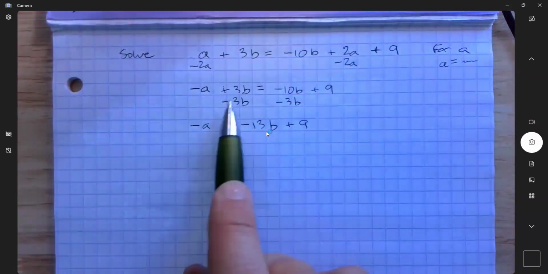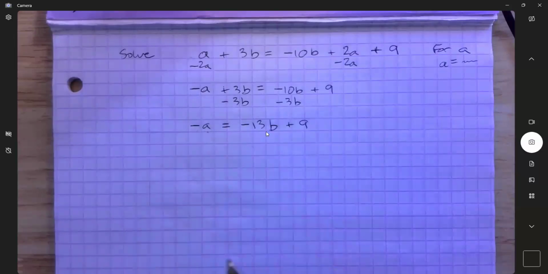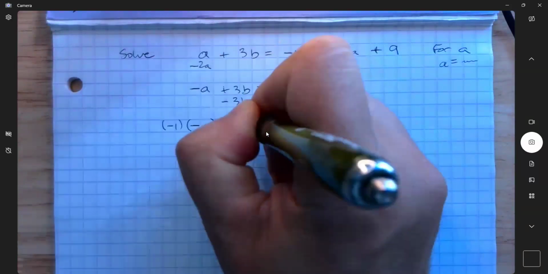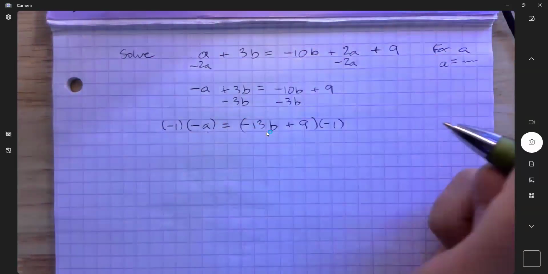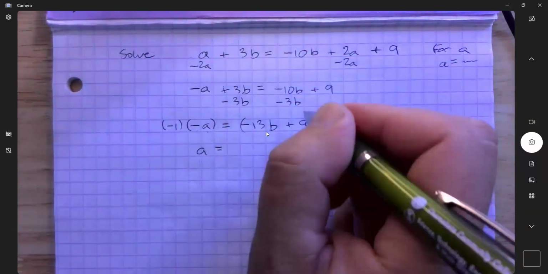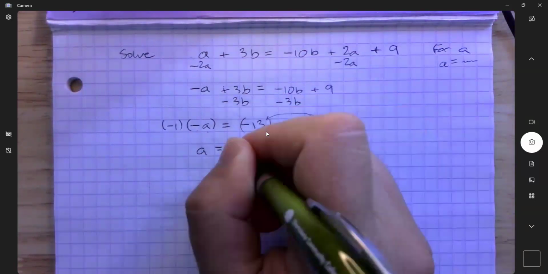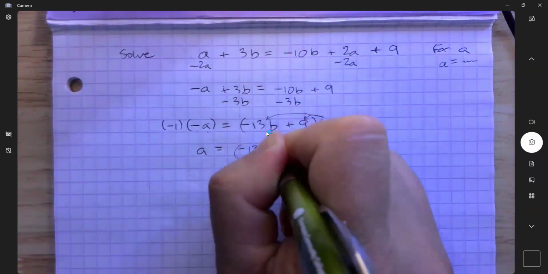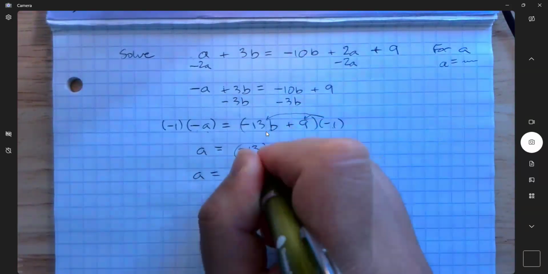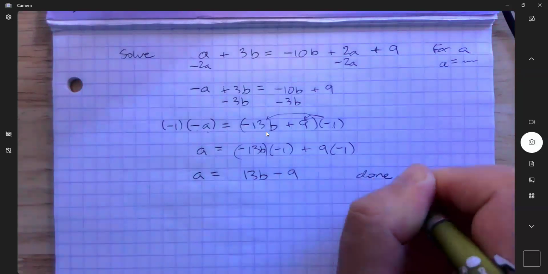I'm almost done because that's not a by itself. That's a negative a by itself. Negative a, I can get rid of the negative by multiplying it by negative 1. And now I'll have a on the left side. And the negative 1 is going to multiply and distribute to each of these. So the negative 13b times negative 1 and the 9 times negative 1 gives me 13b minus 9, and now I'm done.